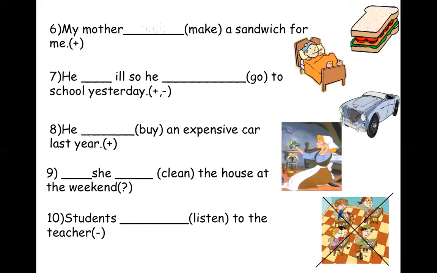Another, my mother made a sandwich for me. He was sick, so he didn't go to school yesterday. He bought an expensive car last year. Did she clean the house at the weekends? Students didn't listen to the teacher. Look at the negative form, the question and the positive form for the past.